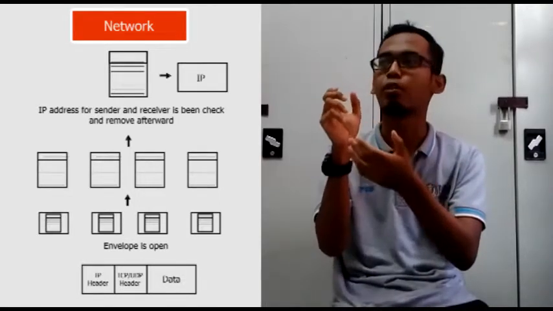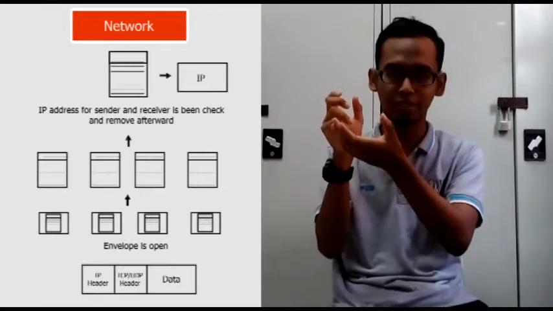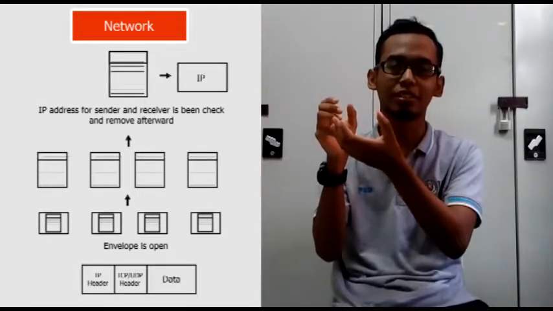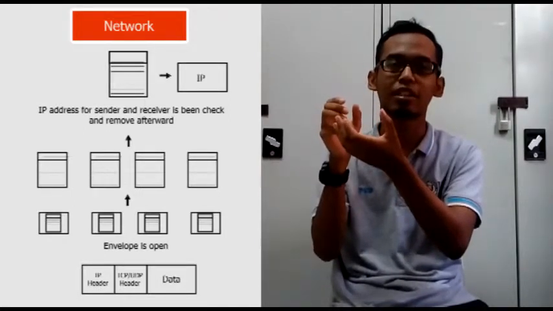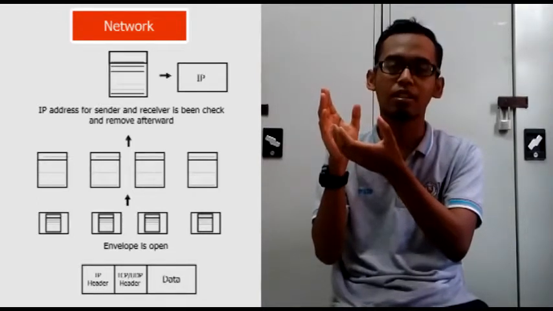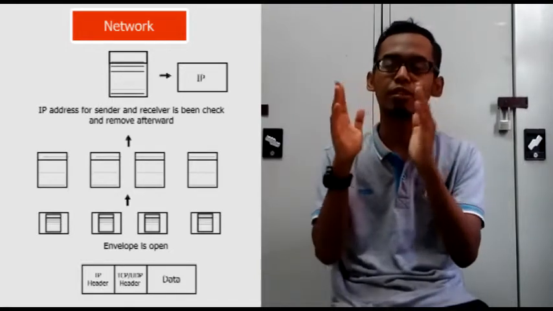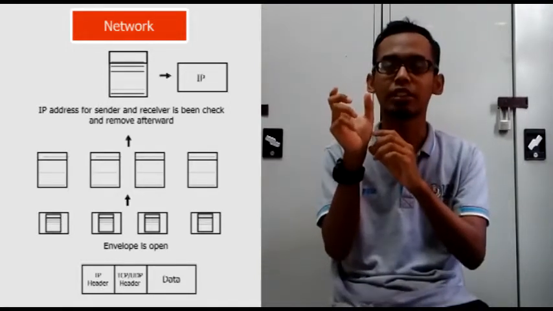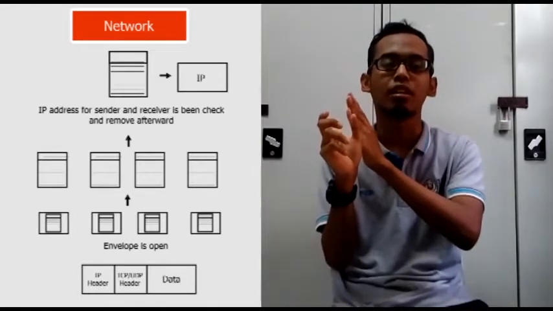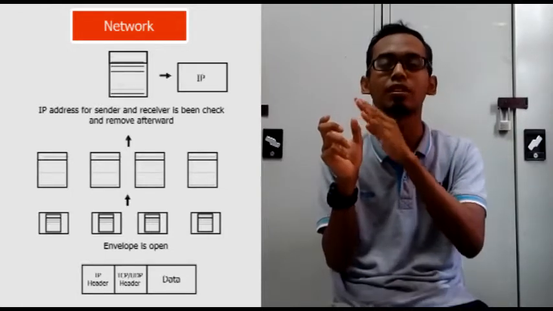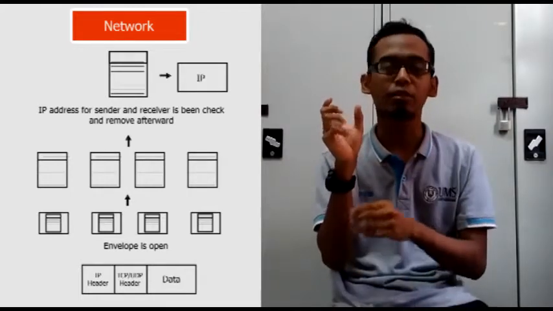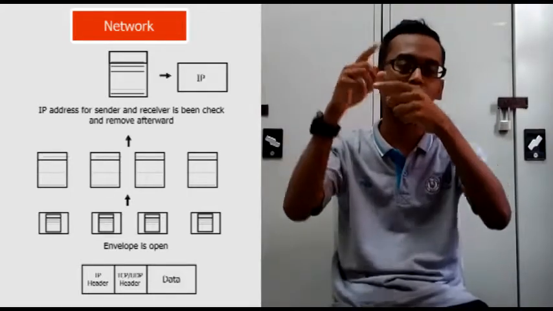It also checks where exactly the receiver will go, so the sender can access the receiver. When the IP addresses of the sender and receiver have been checked, the IP header is removed. Then the small packet goes to the transport layer.